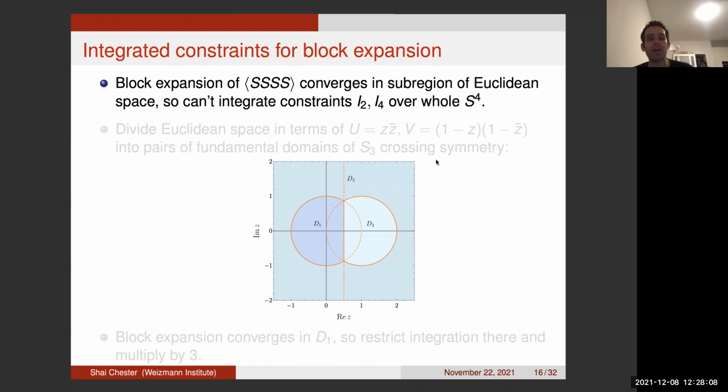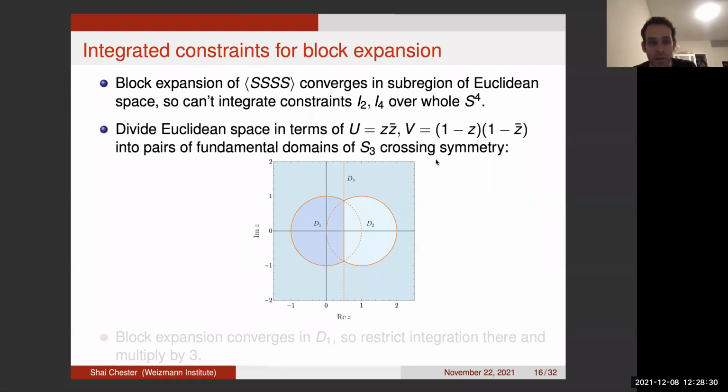Okay, so now let's talk about how to impose these integrated constraints on the block expansion. The block expansion of the stress tensor correlator converges in subregions of Euclidean space, but it does not converge over the full Euclidean space. So you can't just integrate these I2 and I4 integrated constraints over the whole S4, because you would naively get a divergence. This is kind of a technical annoyance.